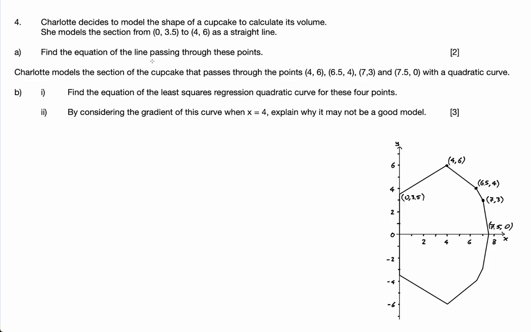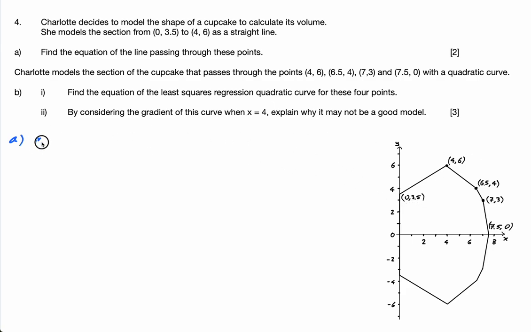Hi guys, okay, Charlotte decides to model the shape of a cupcake to calculate its volume. She models the section 3.5 to 4.6 as a straight line. Find the equation of the line passing through these points. Okay, that, guys, as far as I'm concerned, is an easy question. It's just the gradient or the equation of a line. And in fact, it's really easy because one of these points is the y-intercept. So all I need is the gradient.